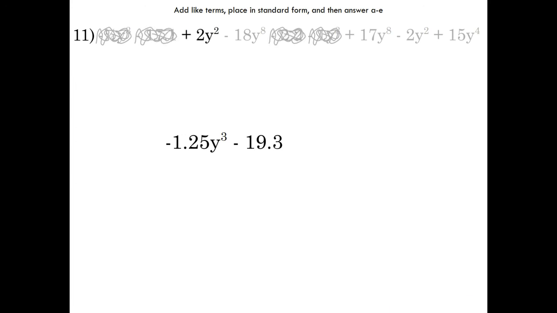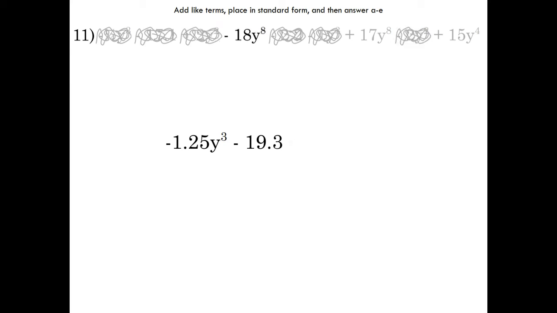Then move on to the next term, positive 2y to the second, and there's a negative 2y to the second. You add the coefficients together. 2 minus 2 is 0. You don't write 0y to the second, because if I have 0 tables, I don't have any tables, so you don't need to write that. So you just write nothing at all. It's really plus 0, but you don't have to write 0 at all. So you can just cross out those two terms.